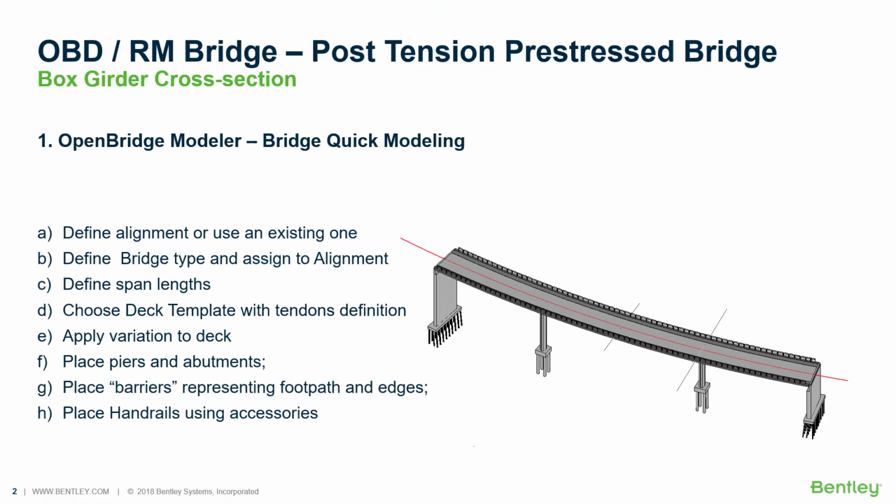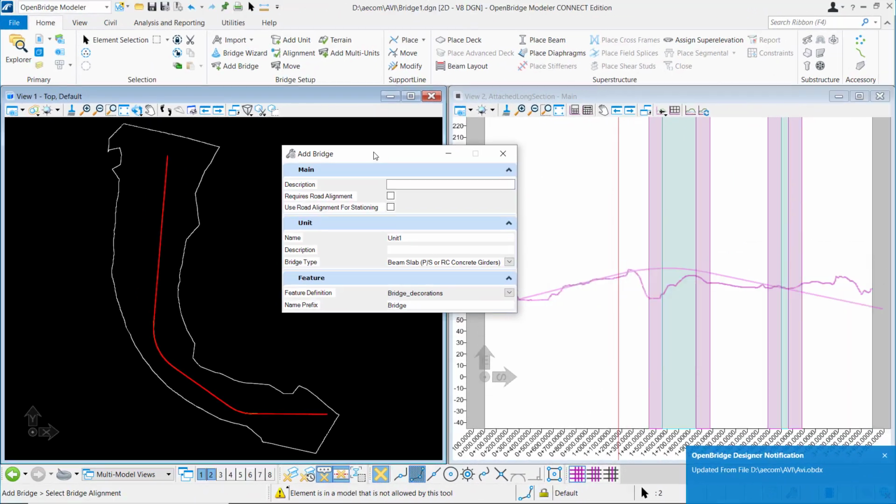In this first part, we will see how quick it is to model that kind of bridge by defining an alignment, setting the type of bridge, defining the template, the variations, placing the supports, placing the barriers and the handrails.